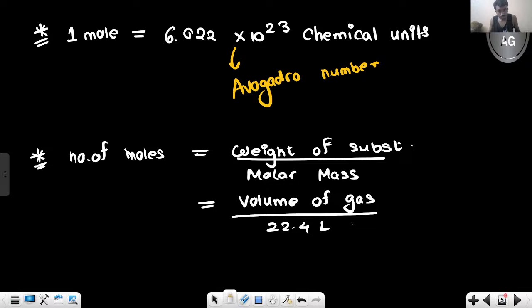Standard molar volume. One mole of any gas will occupy 22.4 liter at STP. That is what we have learned, and that is why it is called standard molar volume. Whatever gas's mole you take, one mole will always occupy 22.4 liter at STP.